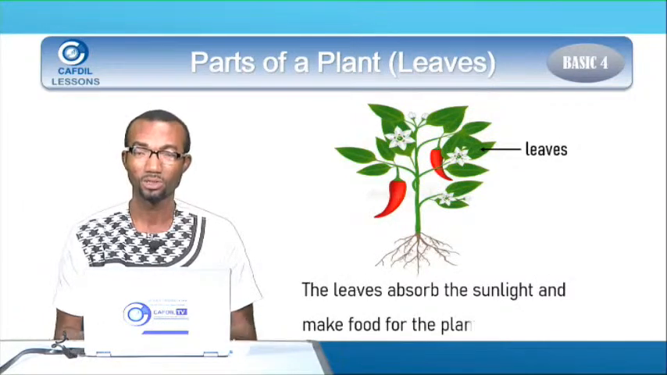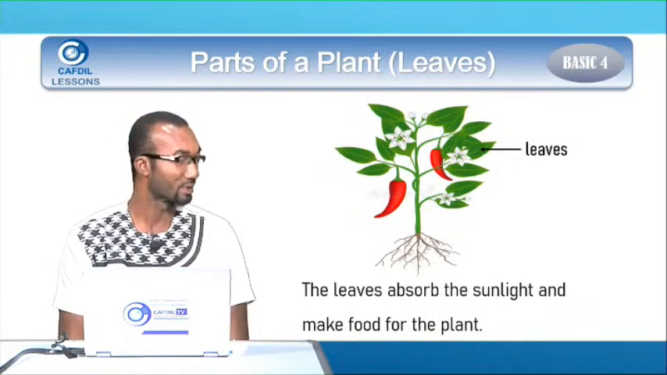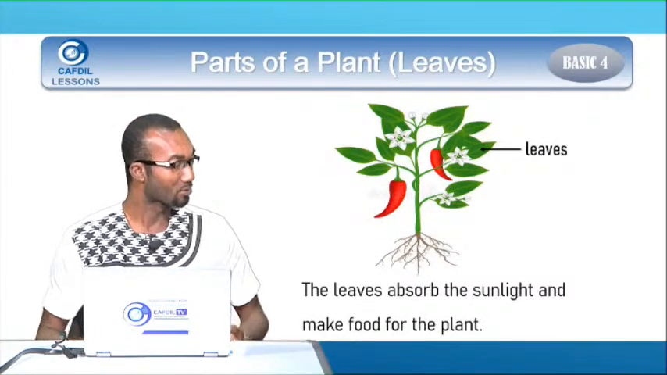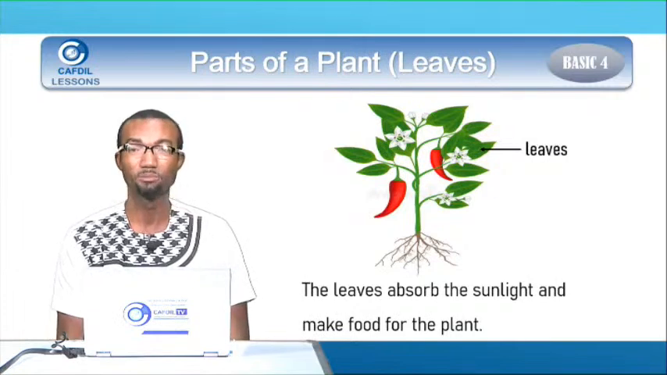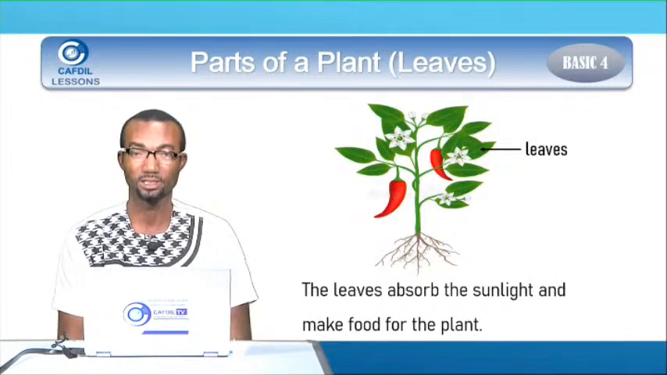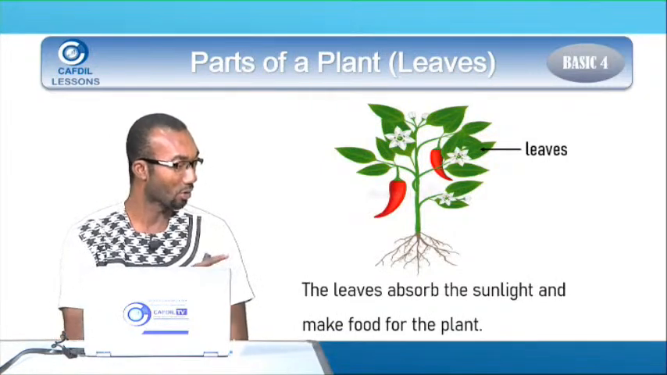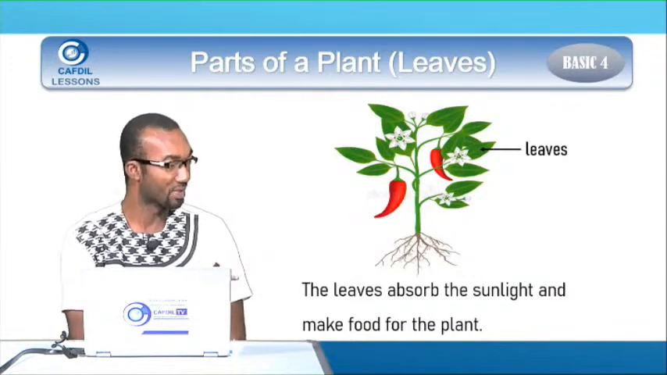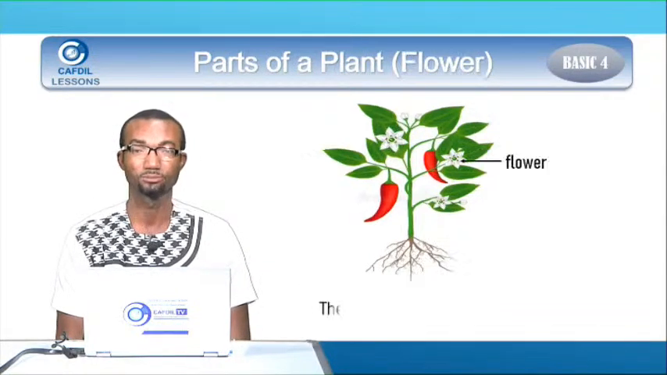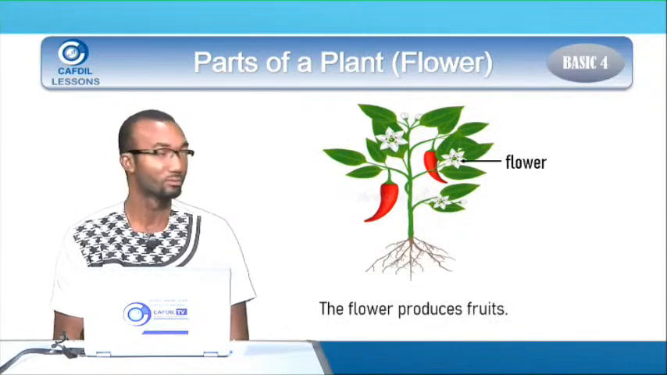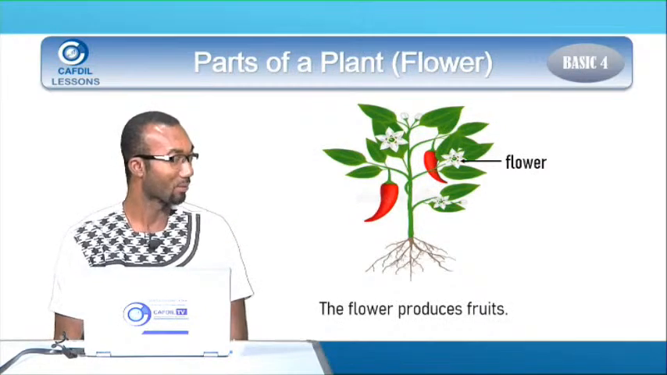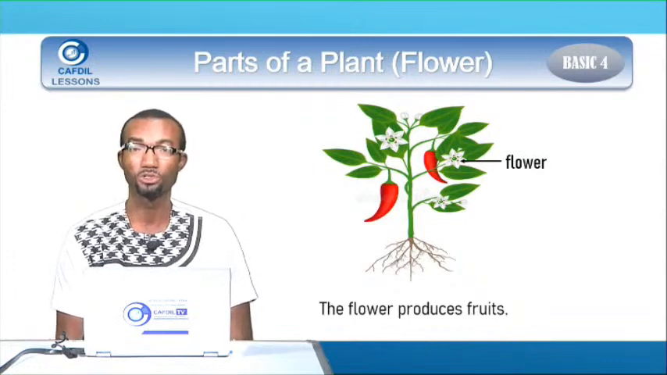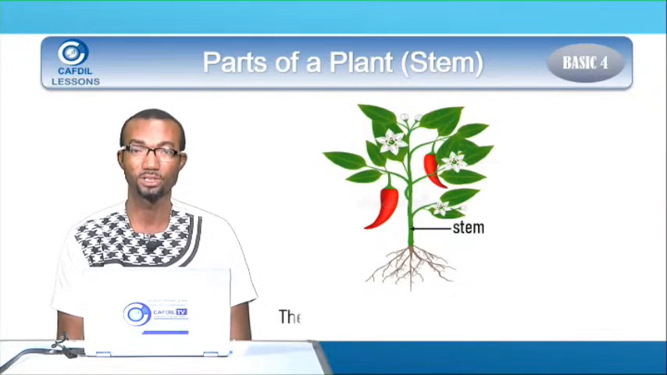And then what is the main function of leaves attached to plants? Kate, they absorb sunlight and then make food for the plant. The next is the flower. That's the white one on the plant, the flower. The flower also produces fruits.